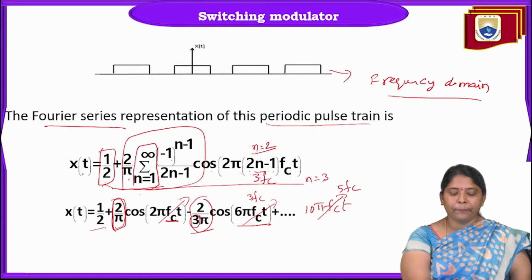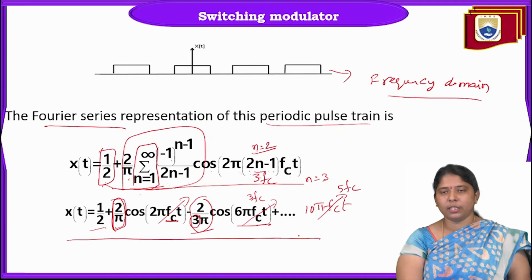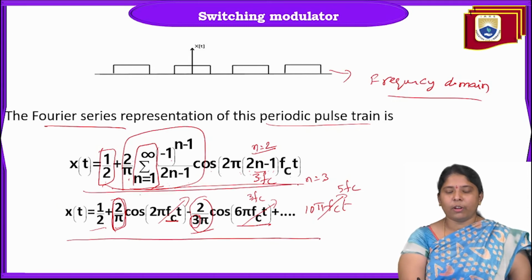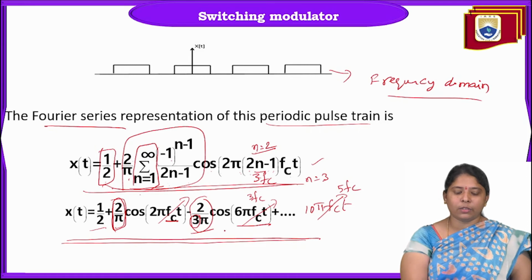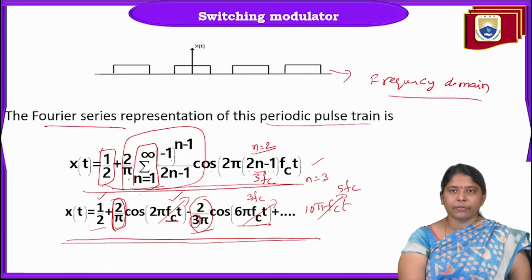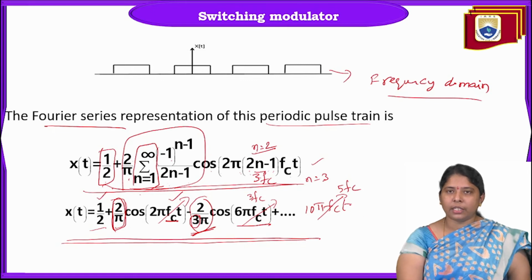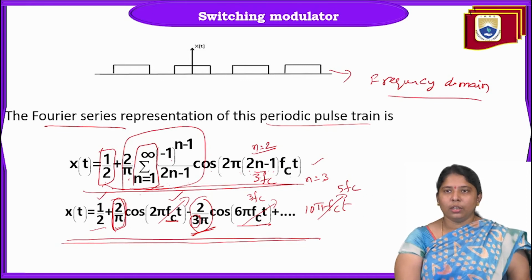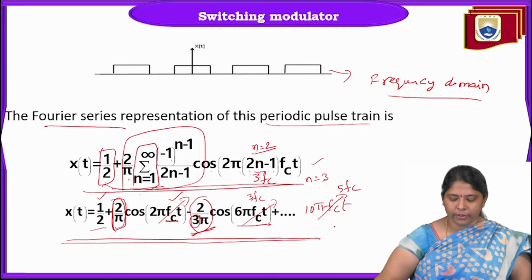So this x of t is expressed in Fourier series. This is the Fourier series formula for the periodic pulse train. We can use it for the x of t approximation. So x of t finally contains what terms? The first term is the DC term with amplitude 1 by 2. The second term is the frequency Fc with amplitude 2 by pi. And the third term contains the frequency 3Fc with amplitude minus 2 by 3 pi and so on, the 5Fc term, 7Fc term and so on. Odd components exist for infinite terms.